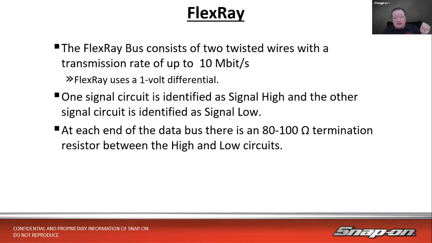And I think because of the speed, it only has a 1 volt differential. So it's turning on and off ones and zeros very, very fast. Very similar to CAN. It has a signal high and a signal low, is what they call it. And then at the end of each data bus, there's an 80 to 100 ohm termination resistor, depending on what the manufacturer put in there. So there's a little bit of leeway in the spec as to what they can use for a resistor.